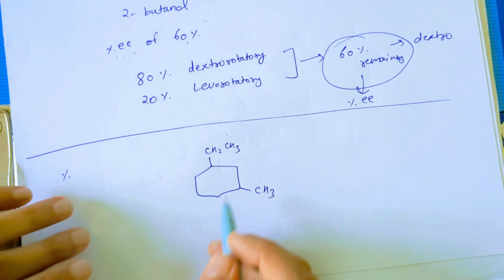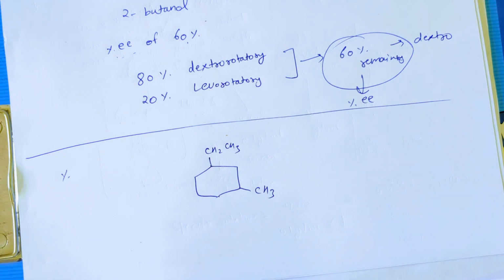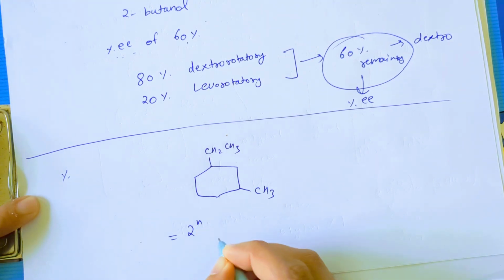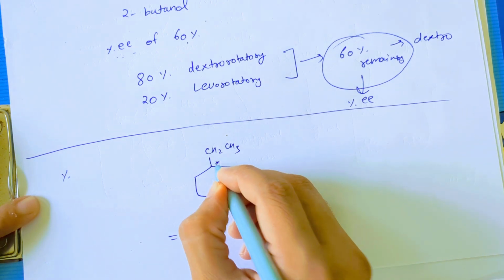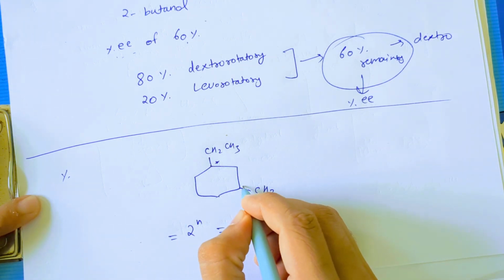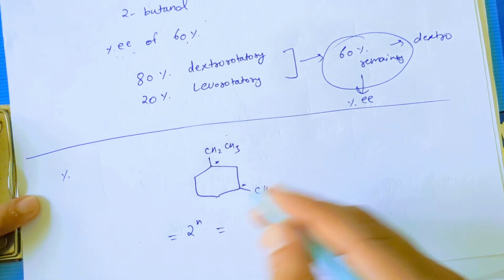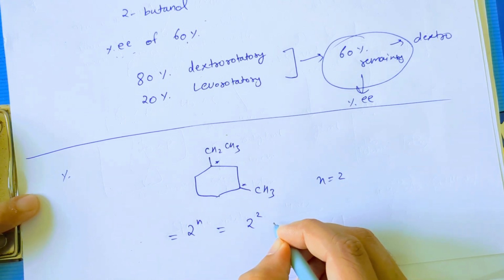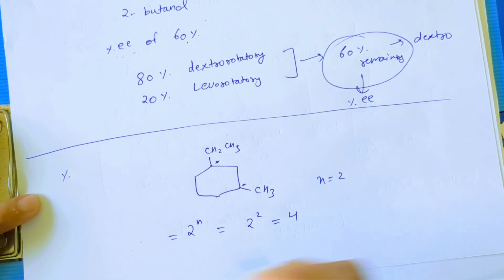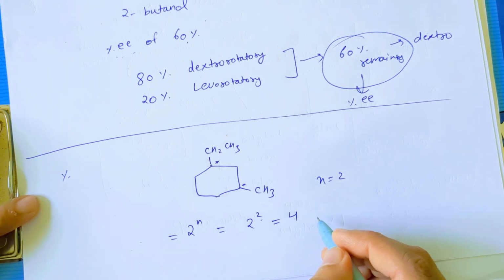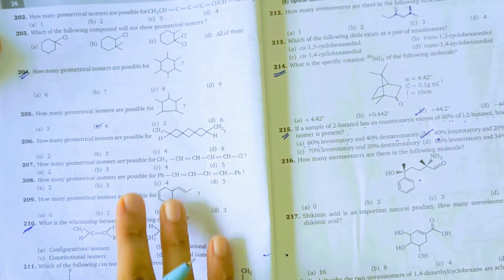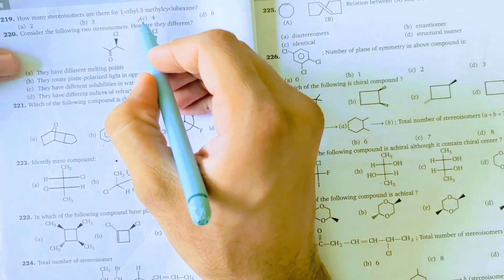Stereoisomers, you know, it is unsymmetrical. So for unsymmetrical, how to calculate the stereoisomers? You know that it is 2 to the power n, where n is the total number of chiral centers, or we can say stereo centers. Here it is 2, n equal to 2. So 2 raised to the power 2 equals 4. So here the answer is C.